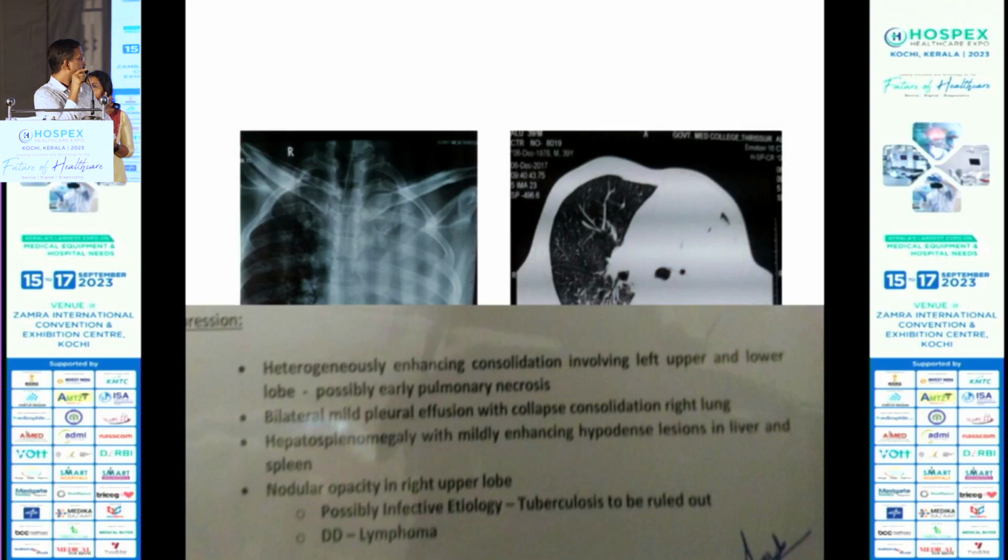So this was the CT report. There was a possible early pulmonary necrosis, possibility of tuberculosis to be ruled out, and possibility of lymphoma to be considered. And with this, he was referred. Next slide.